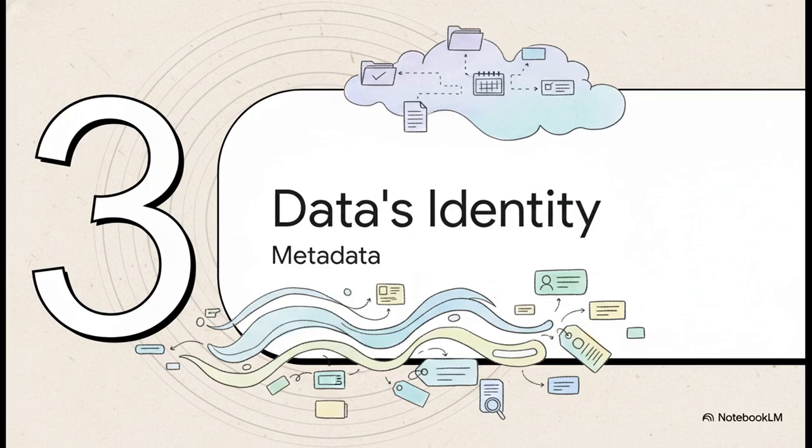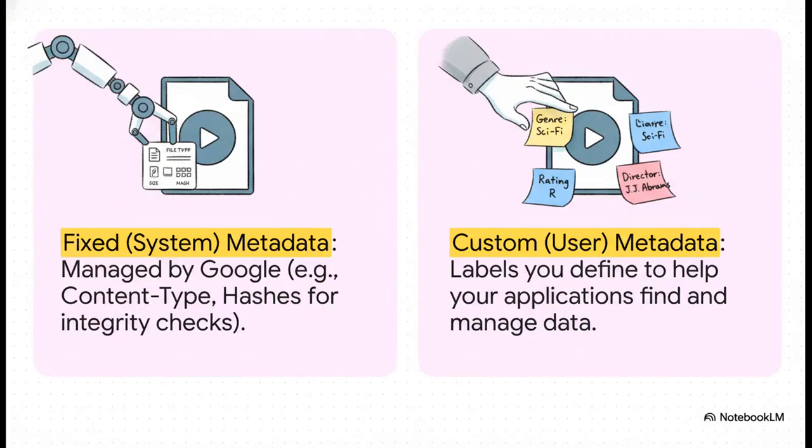So if the name is the whole path, how else can we describe and organize our data? Well, the answer lies in something called metadata. And there are basically two kinds. You've got fixed metadata, which is stuff Google manages for you, things like the content type, so a browser knows it's looking at a JPEG, or hashes to check for data integrity. And then there's custom metadata, which is where you get to add your own special labels to help your app make sense of the data.